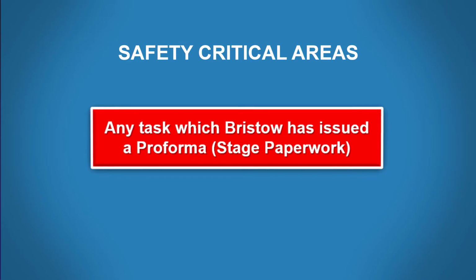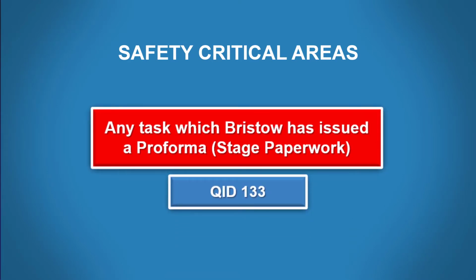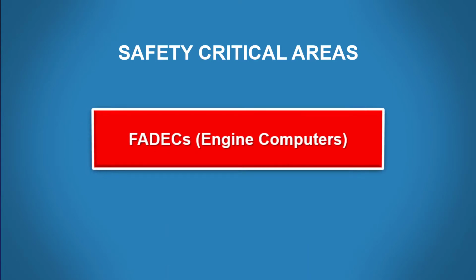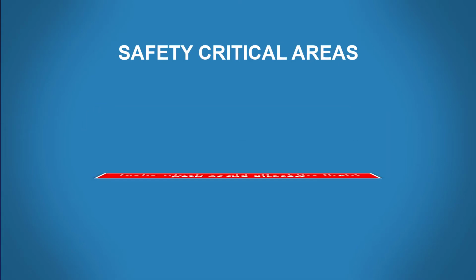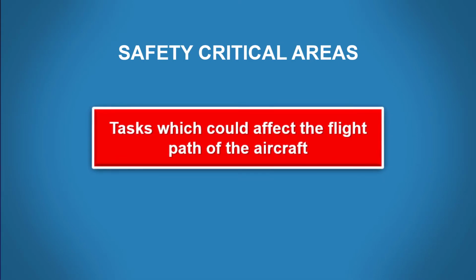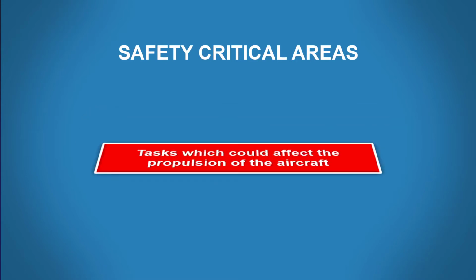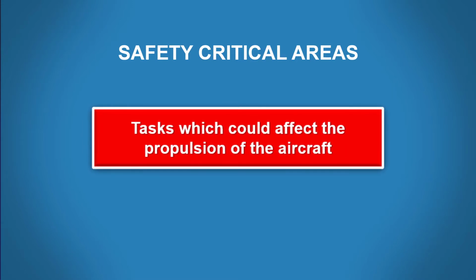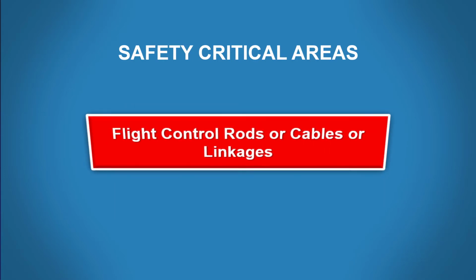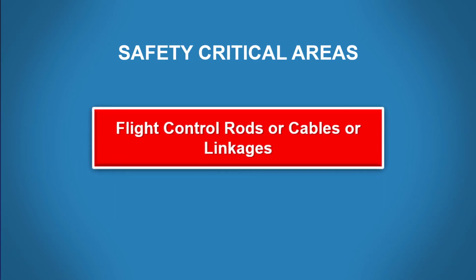Any task which has a proforma required. Proformas or stage paperwork tasks are found in QID 133. Tasks which involve engine computers or FADEX. Tasks which could affect the aircraft flight path. Tasks which could affect the aircraft propulsion system involving engines, for example. Tasks involving flight control rods or cables or linkages.